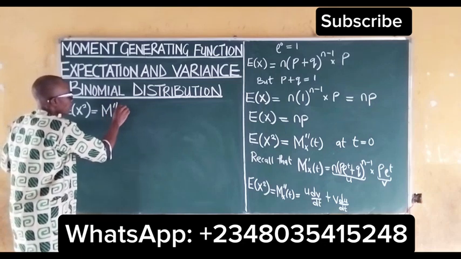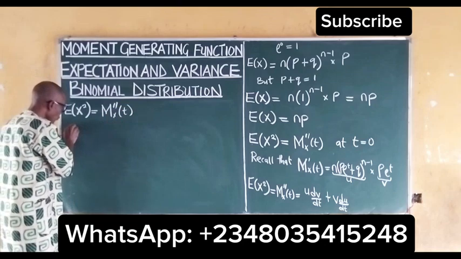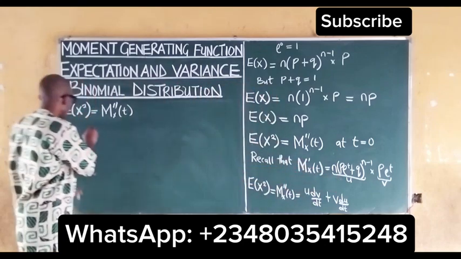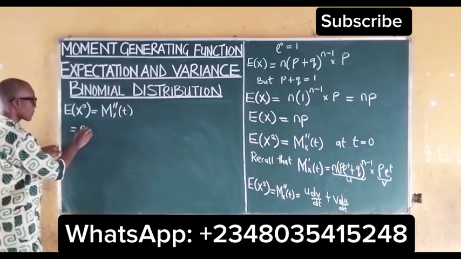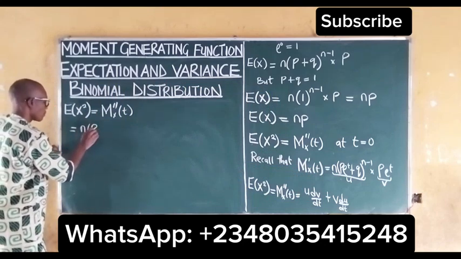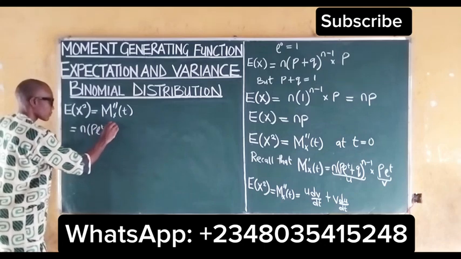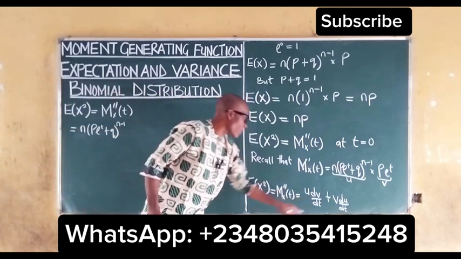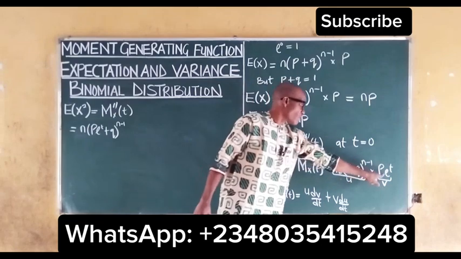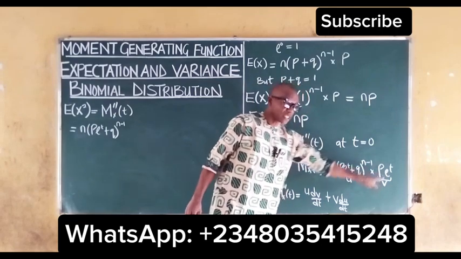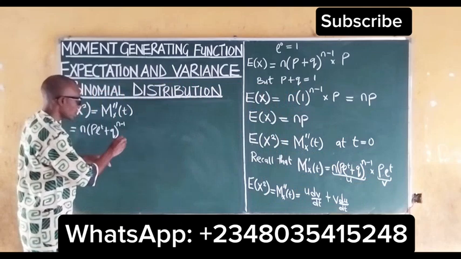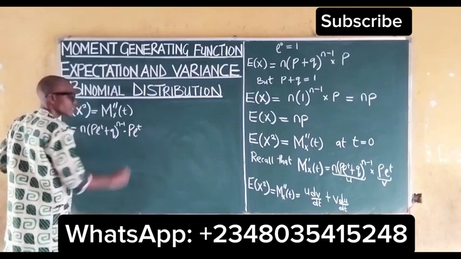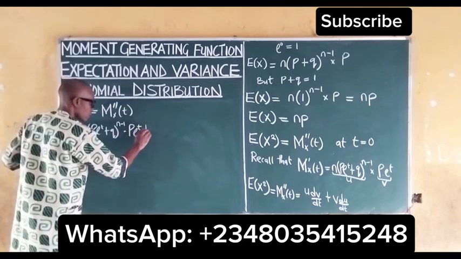is equal to, now we have u, we bring down u, which is n into (pe^t + q) raised to the power of n minus 1, multiplied by dv over dt. So we differentiate this with respect to t. If we differentiate that with respect to t, we get pe^t, the same thing.